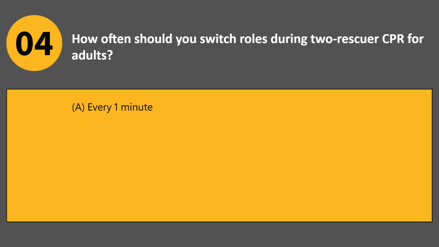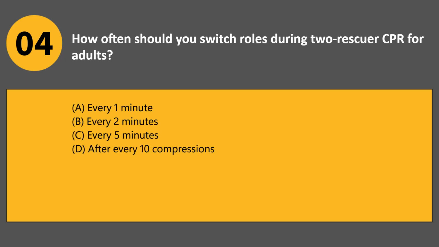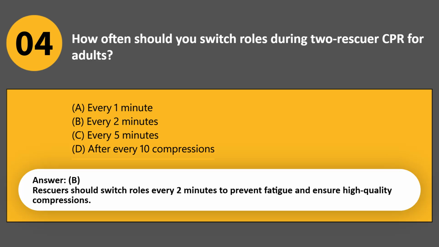How often should you switch roles during rescuer CPR for adults? A. Every 1 minute. B. Every 2 minutes. C. Every 5 minutes. D. After every 10 compressions. Answer B. Rescuers should switch roles every 2 minutes to prevent fatigue and ensure high-quality compressions.